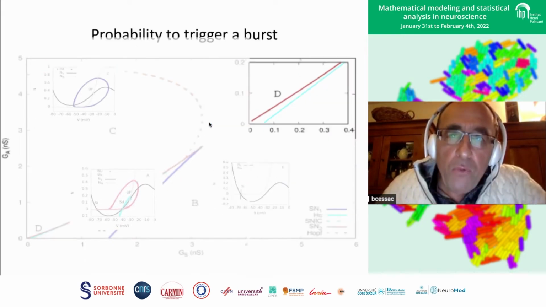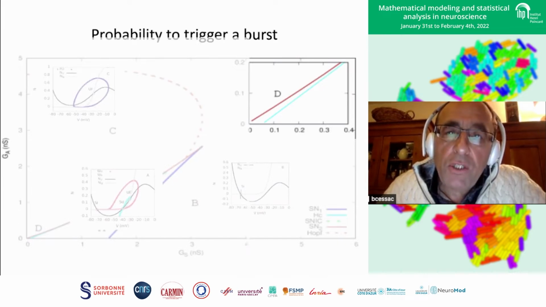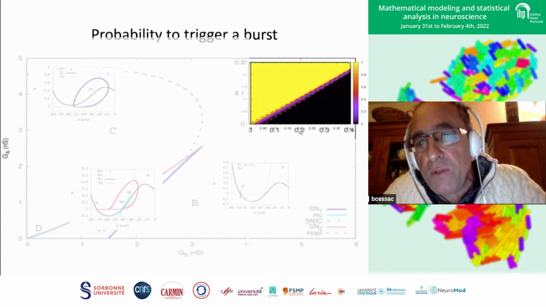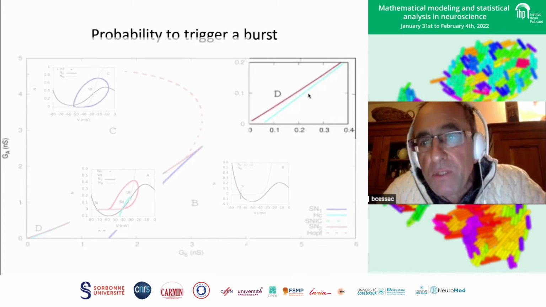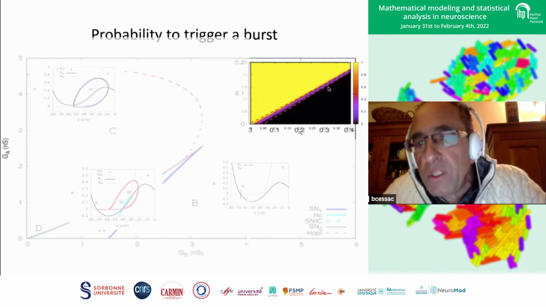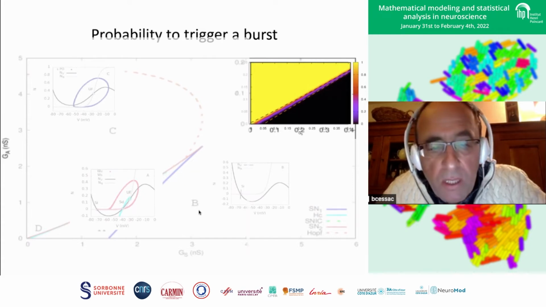Now, as I said, it's difficult to compute the probability to trigger a burst, in particular to stay long enough for calcium, but we can compute it numerically. This is what I have done here. So this is region B, and here this is the probability that calcium reaches a certain threshold. And you see that this is very interesting because the probability is 0 here in regions A and B.